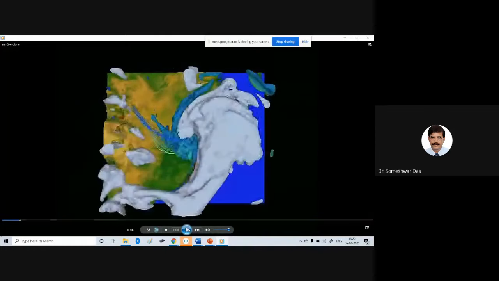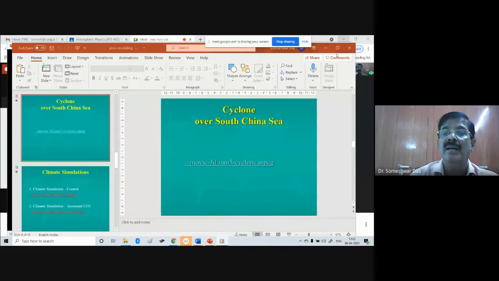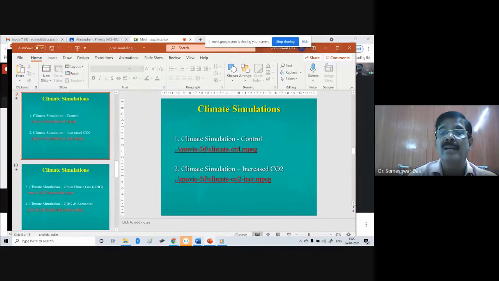Now we stop it. So this is another example of simulation of atmospheric processes using a numerical model. Now let's take the third example. I'm going to show you some climate simulation.